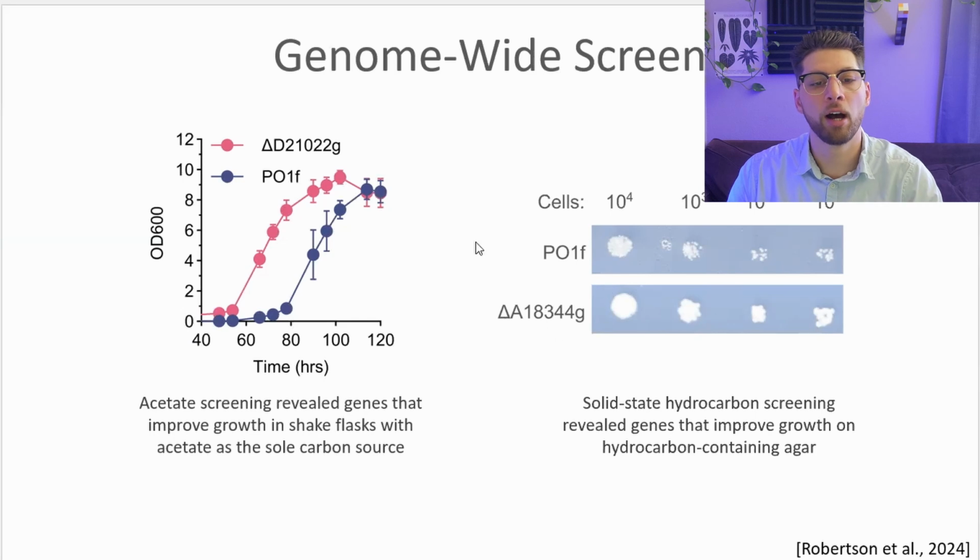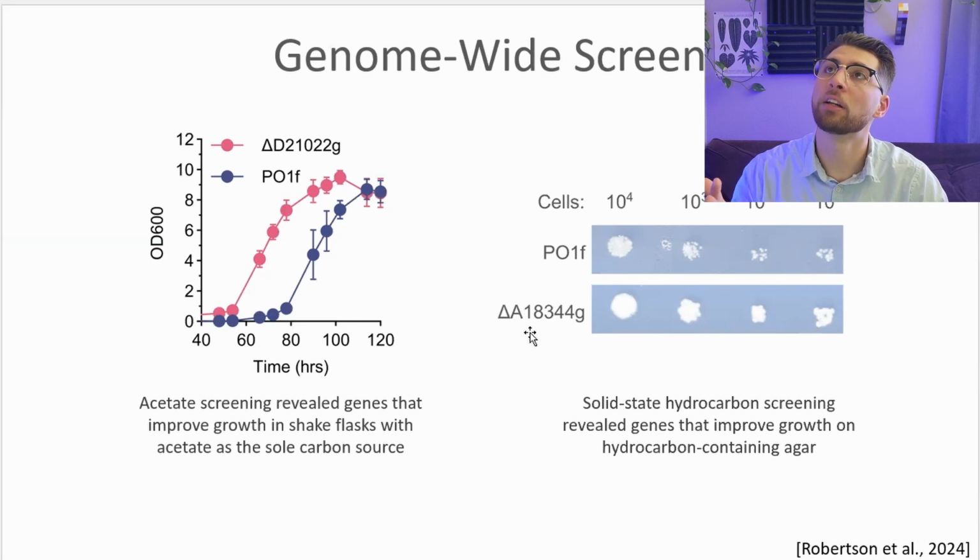And just so you know, again, that delta means that the gene is knocked out. A refers to the chromosome. So Yarrowia has A, B, C, D, E, F, G. It has 7 chromosomes. And then the number is just the number of the gene.